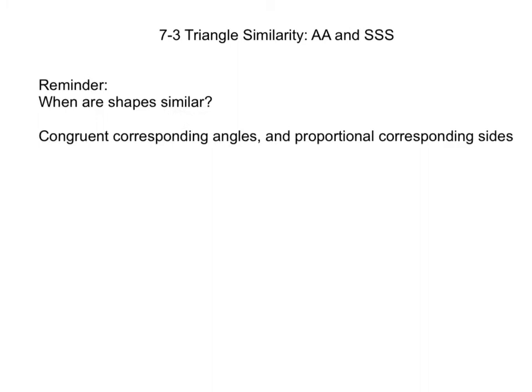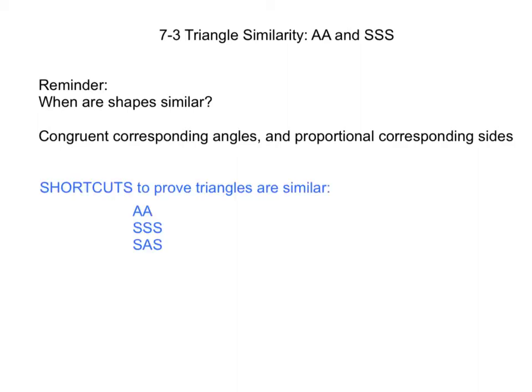Today we're going to talk about 7-3, triangle similarity, AA and SSS, which is angle-angle and side-side-side. From last section, we discussed when shapes are similar. As a reminder, two things need to happen. The shapes need to have congruent corresponding angles, and you need to have proportional corresponding sides. In 7-3, we introduce some shortcuts for this.